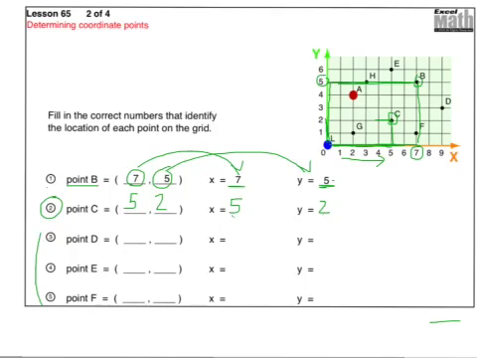So point D is out here. How do you get to D? You're going to come along the x-axis to 9, and then you're going to go up 3. So the answer is 9, 3.